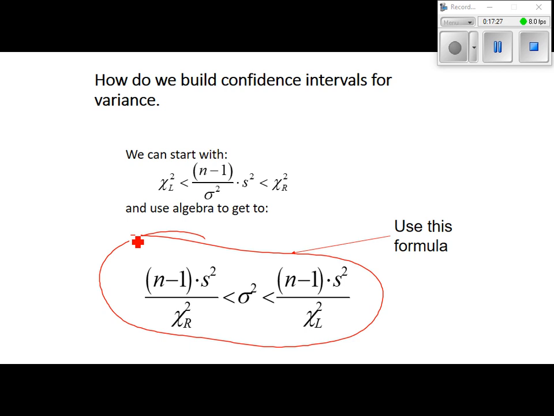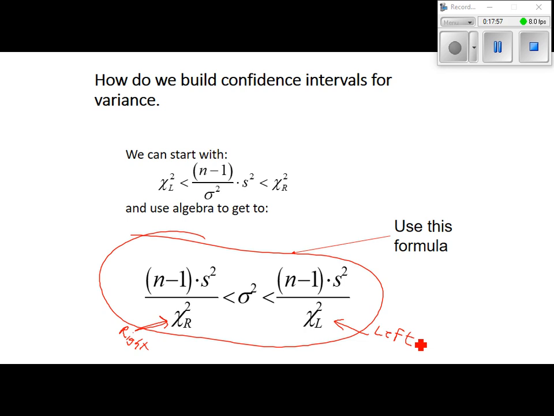Give you a second to write that down. Notice it sort of switches stuff up. You got to remember this. This is your right critical value. It's actually on the left in the formula, and this is your left critical value, and it's actually on the right in the formula. So just be careful of that. Make sure you're dividing the correct way.